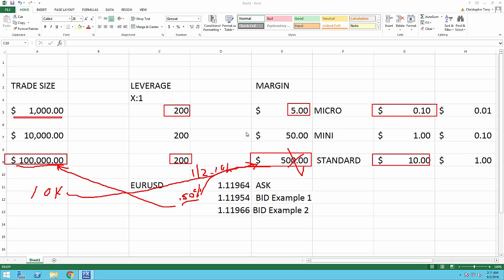But that's how you use and understand margin, leverage, trade size, and how pips and pipettes are calculated.